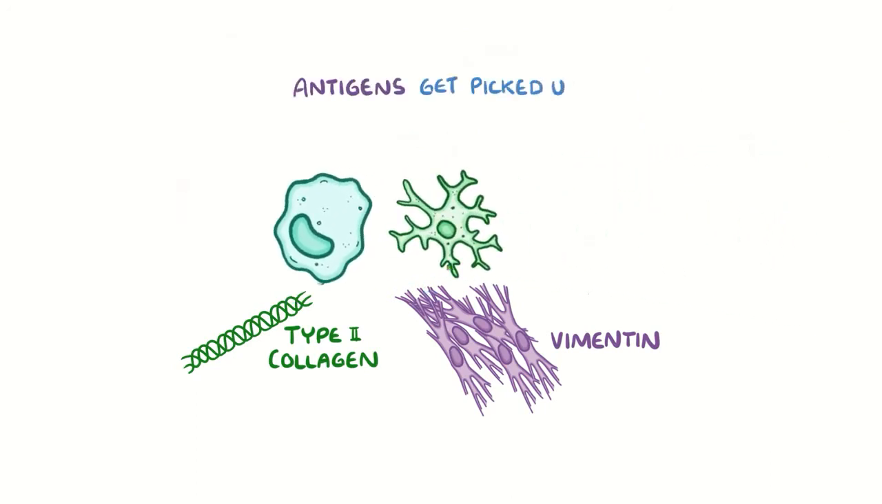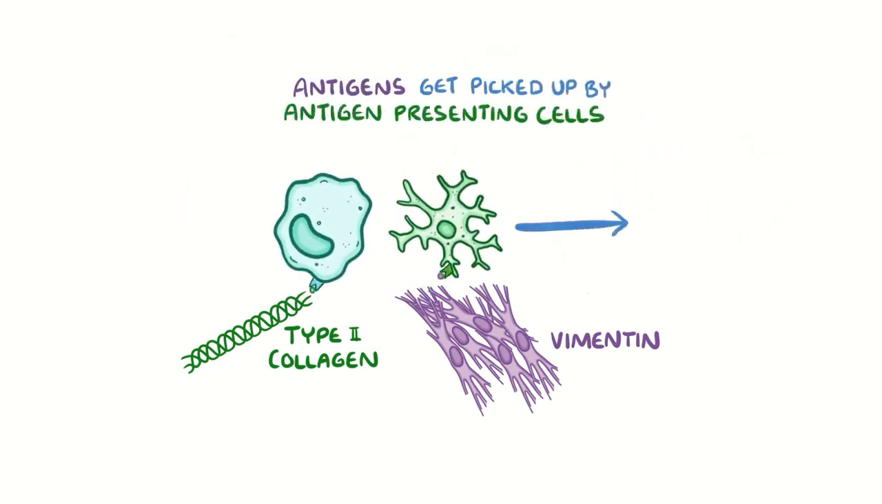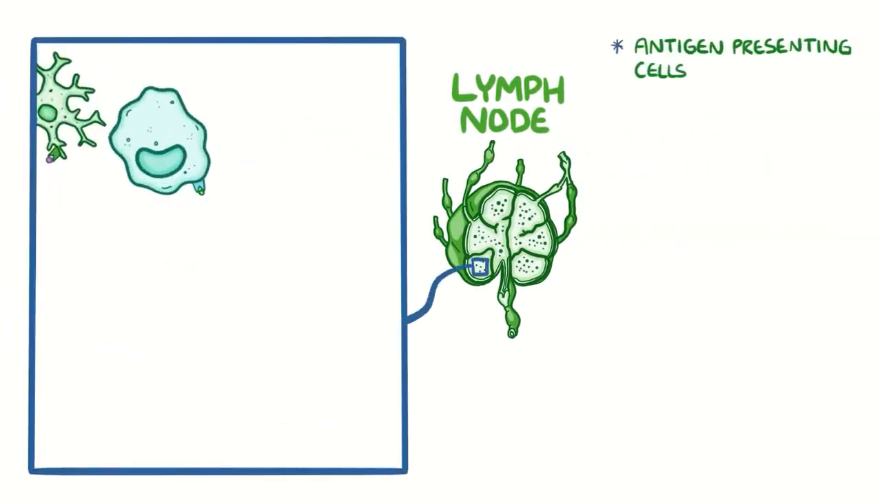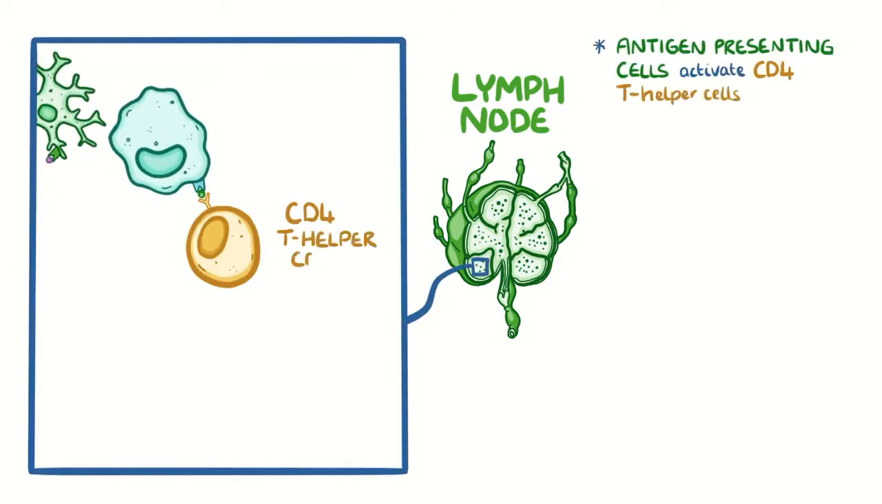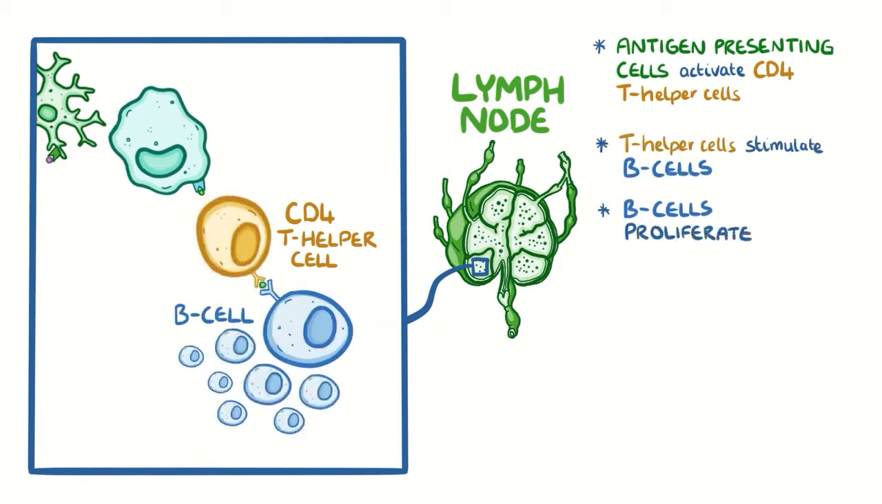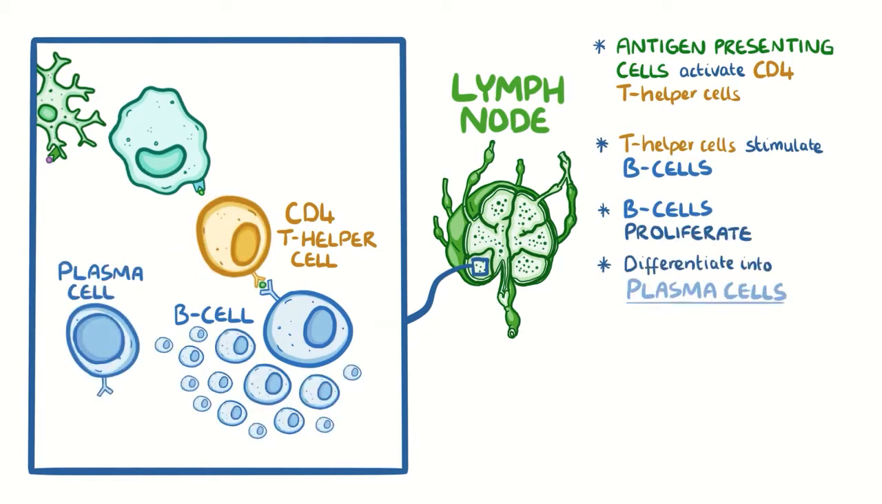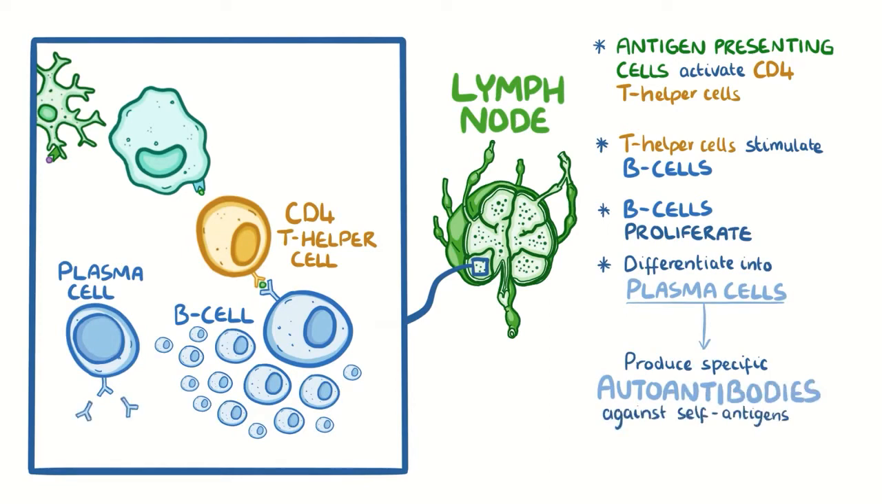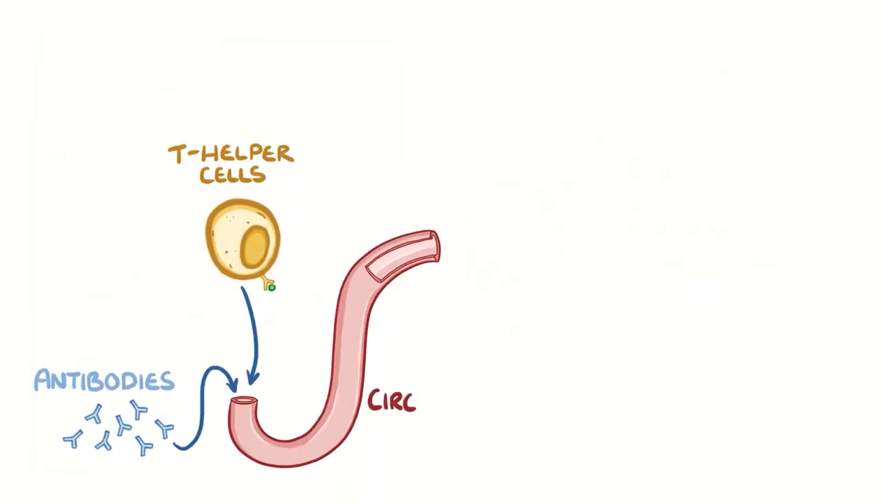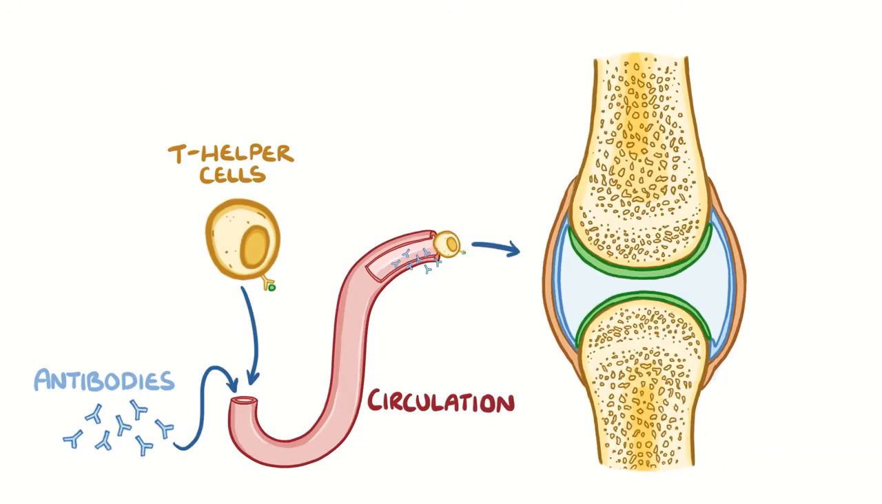The antigens get picked up by antigen-presenting cells and get carried to the lymph nodes to activate CD4 T helper cells. T helper cells stimulate the nearby B cells to start proliferating and differentiate into plasma cells, which produce specific autoantibodies against these self-antigens. In rheumatoid arthritis, T helper cells and antibodies enter the circulation and reach the joints.